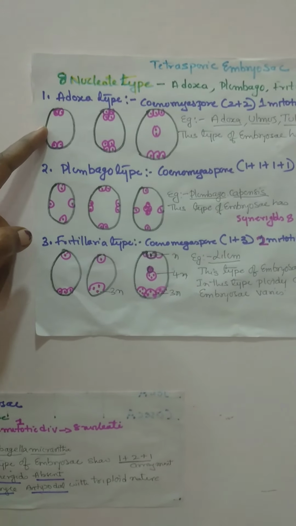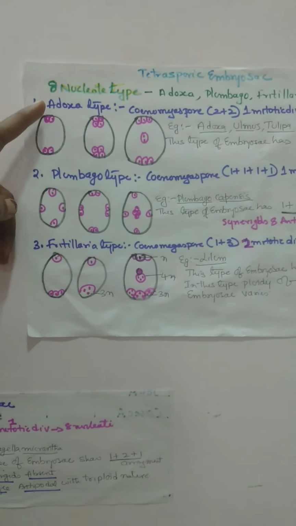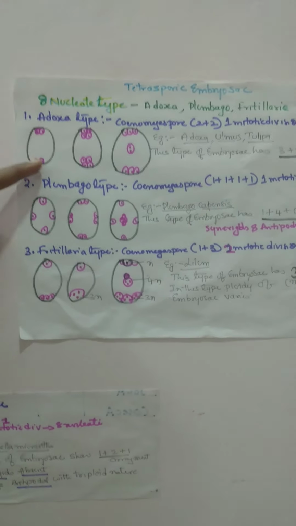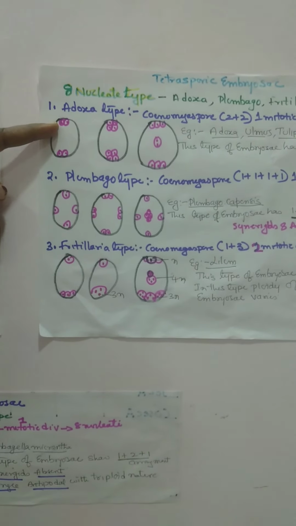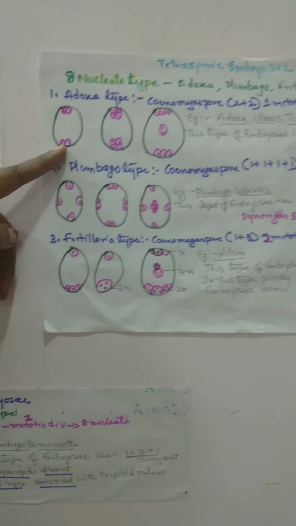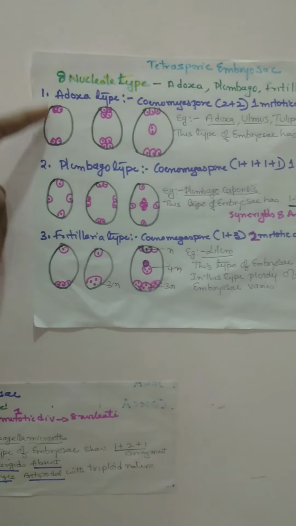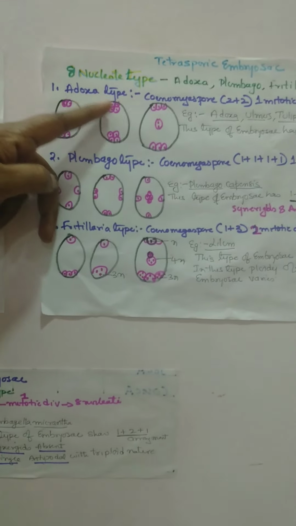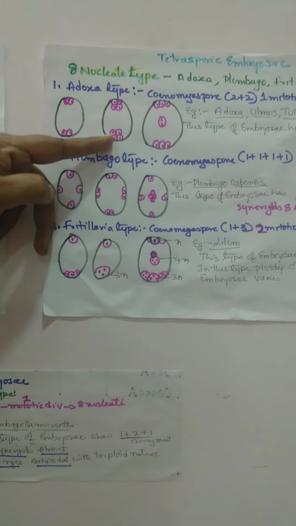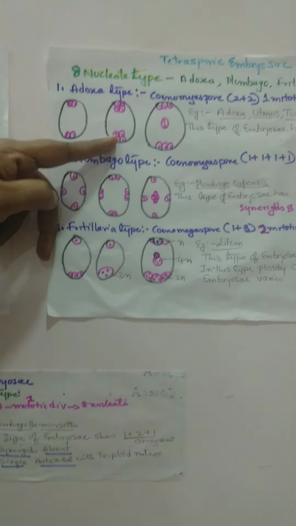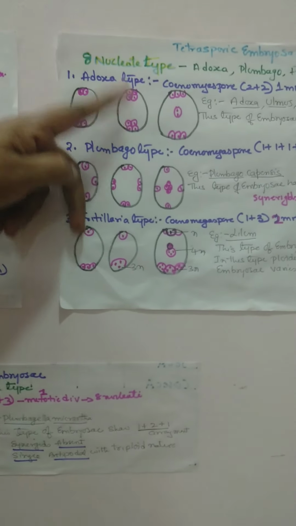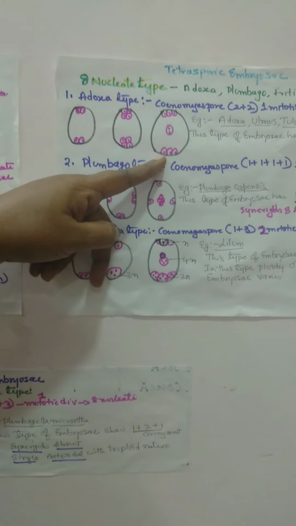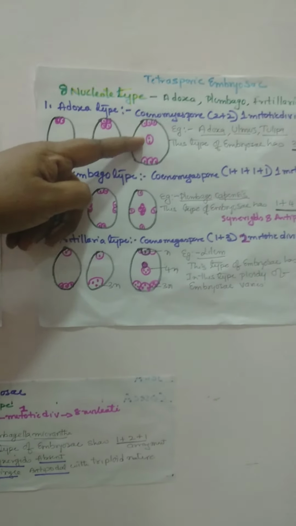Now let's look into the first type, that is the Adoxa type. In the Adoxa type of embryo sac we find that the coenomegaspore is arranged in a 2 plus 2 condition, that is 2 functional megaspores towards the micropylar end and 2 functional megaspores towards the chalazal end, and all of them will undergo one single mitotic division, leading to formation of 4 nuclei on the upper side and 4 nuclei on the lower side, and ultimately 1 nucleus from either side will move into the center, leading to arrangement of a typical 8 nucleate embryo sac arranged in a 3 plus 2 plus 3 condition.